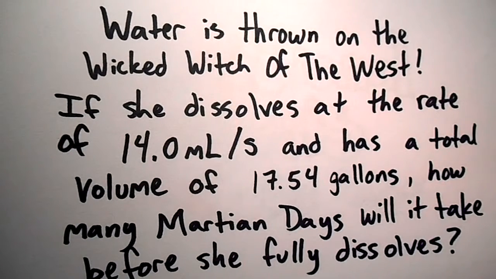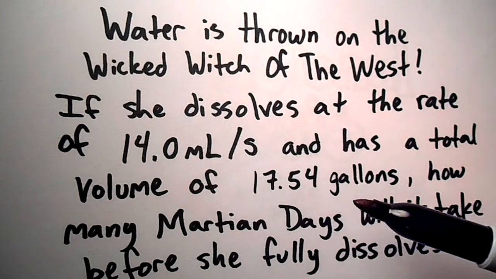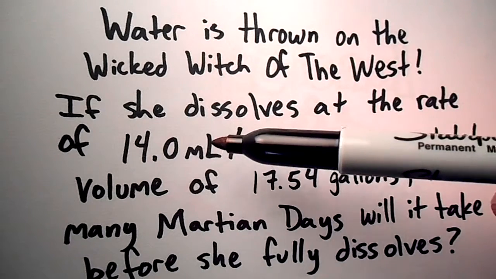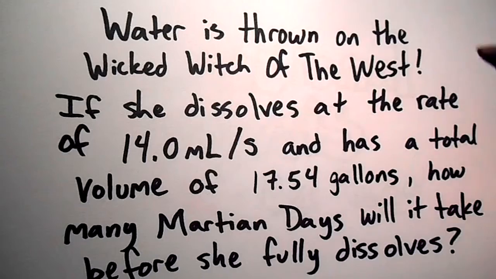When you have a conversion type of problem, we should unpack it and see what kind of tools are in our toolbox that we're going to need in order to convert this. So what am I asking here? I want to know how many Martian days it's going to take before she dissolves. My volume that I'm giving and the rate of dissolving is in milliliters. And I'm told how many gallons she is. So I know I'm going to have to convert my volume so that way milliliters and gallons can communicate. I'm going to need to find out how many gallons per second she's going to be dissolving.